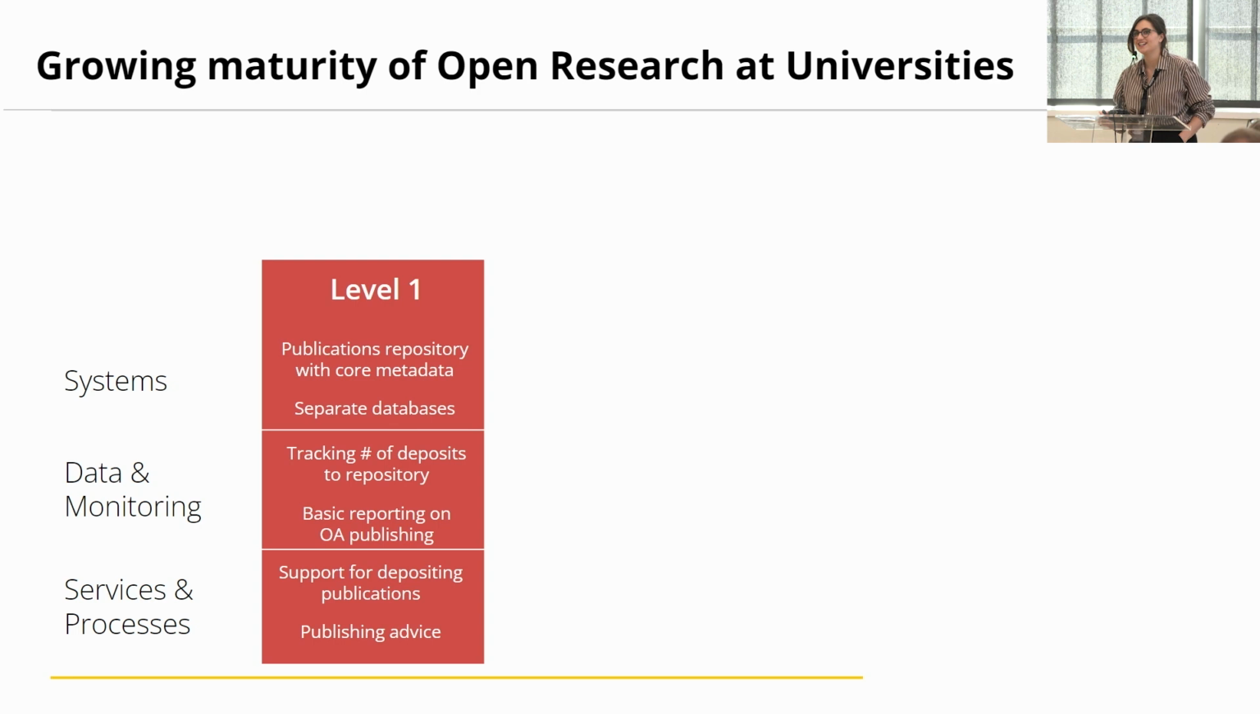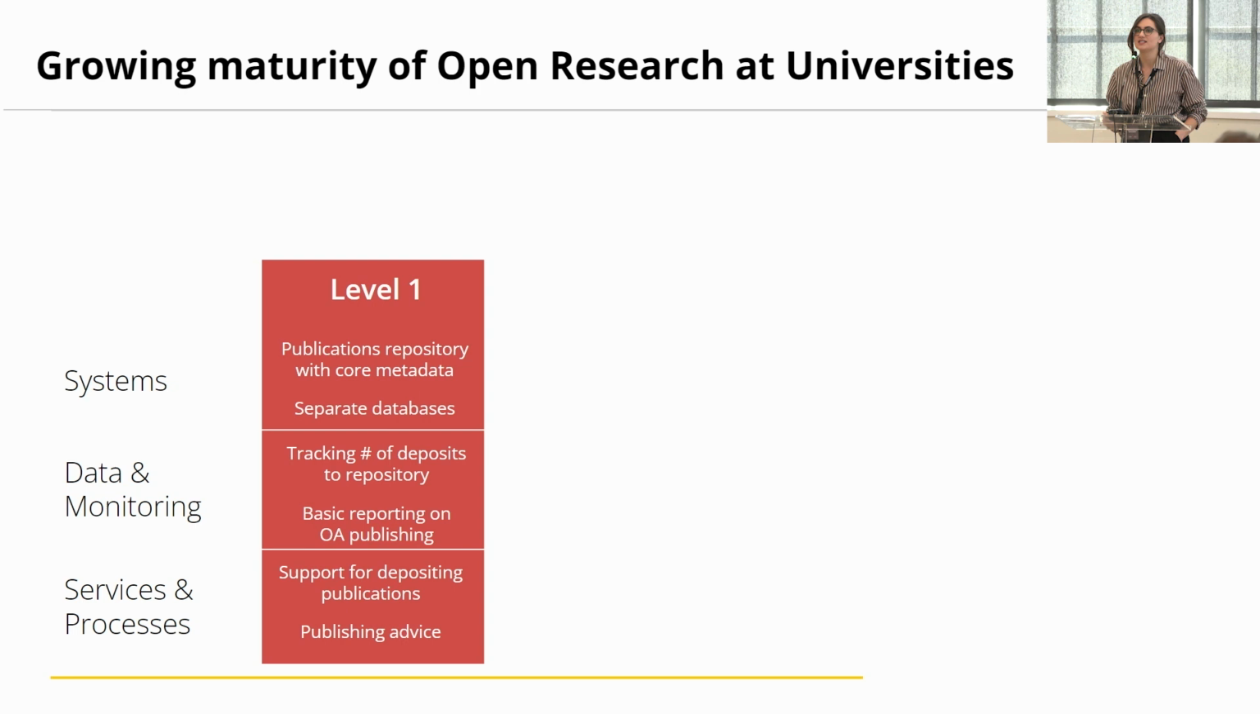I've stolen Kate's slide. She did this earlier in the year, and it's one of my favourite ones to talk through. It's talking about how mature your systems are at universities to support open research movements. So level 1, and this is just our opinion on one way you could classify how mature your system is. We're not grading anybody on their score on this.